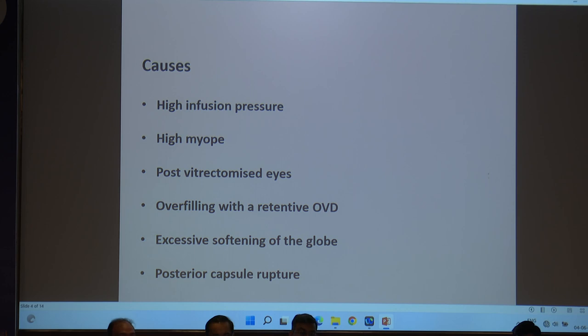What could be the causes? The most important is high myopia, a post vitrectomized eye, or if you have kept the infusion pressure very high, if you have kept the bottle height very high in machines with a gravity fed system, or if you have overfilled the chamber with a retentive OVD like Healon, where there is approximation of the iris on the anterior lens capsule, which is not allowing the iris to get separated from the lens capsule. That can also lead to excessive deepening, or there is excessive softening of the globe, or if posterior capsule rupture happens during the surgery.